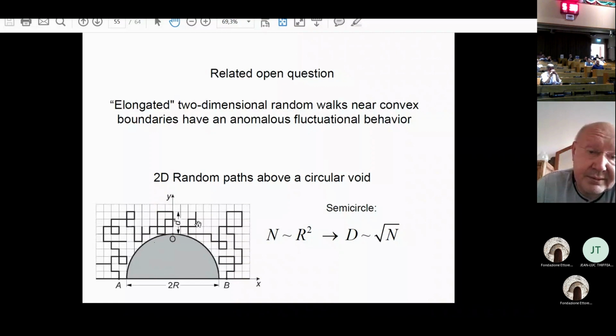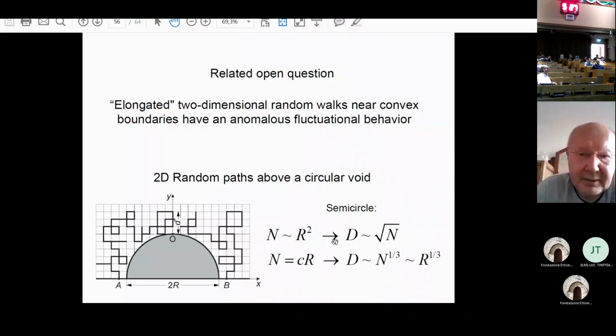Since this is just a random walk, the typical span is the square root of the number of steps. This is nothing special. But now, let us stretch our trajectory, so that the number of steps is proportional to the typical semicircle length of this semicircle. R is the radius of this part, and the number of steps is linearly proportional to the radius.